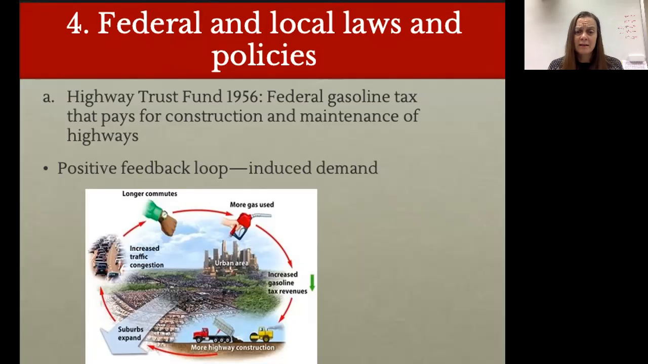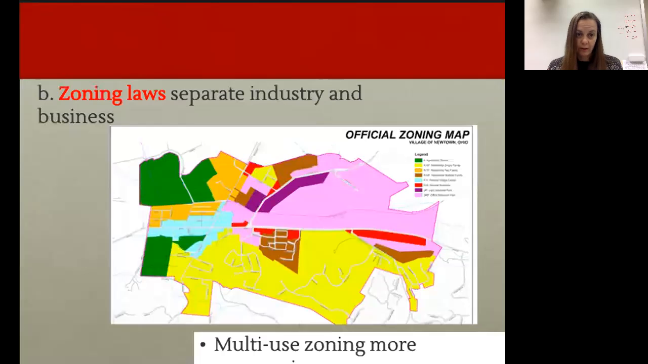And you've probably seen this in this area. It always feels like as soon as we finish one construction project, the road is already too crowded and we have to start another one. This is also heavily influenced by local laws and policies, mostly in the form of zoning laws. Most of our traditional zoning laws separate industry and business from residential and agricultural.